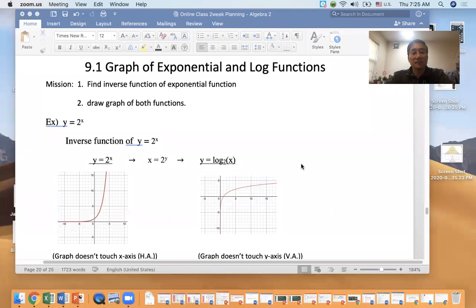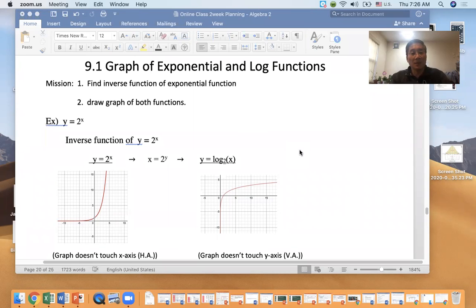Now we are going to do the graph of exponential function and log function. So let's see the packet, the day 9. We'll go there. Okay, 9.1, graph of exponential and log functions.